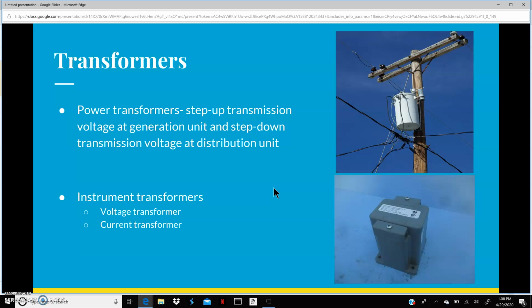So on the top right, we have a picture of a power transformer. As you can see, that is very, very big compared to the instrument transformer on the bottom. Again, that is because a power transformer is required to transform huge amounts of power, while instrument transformers only transform small amounts of power.